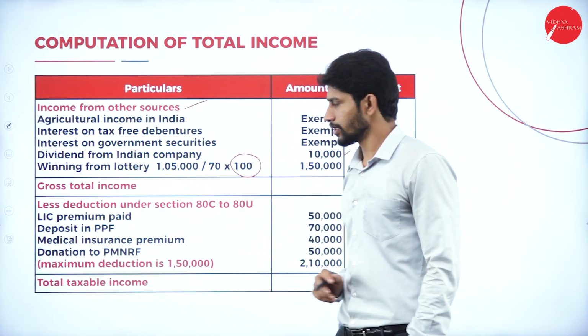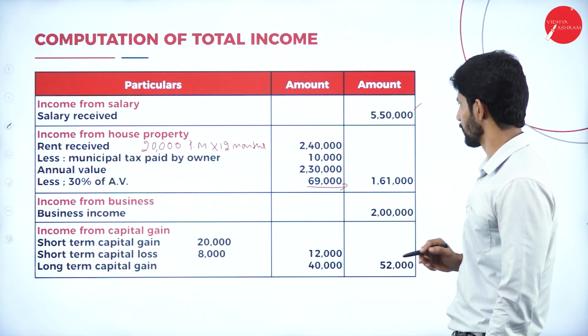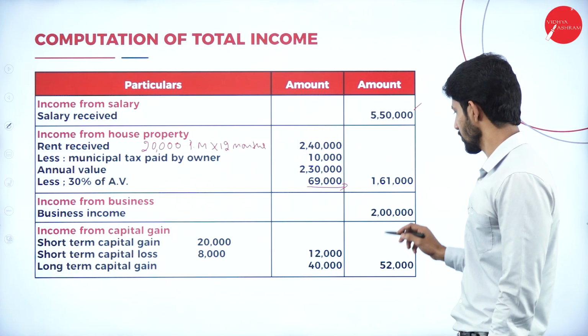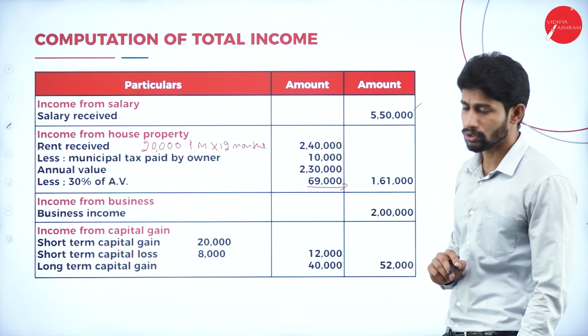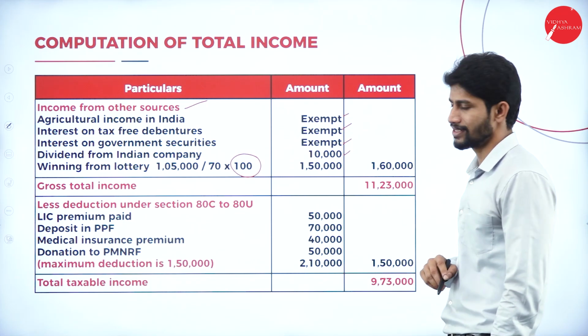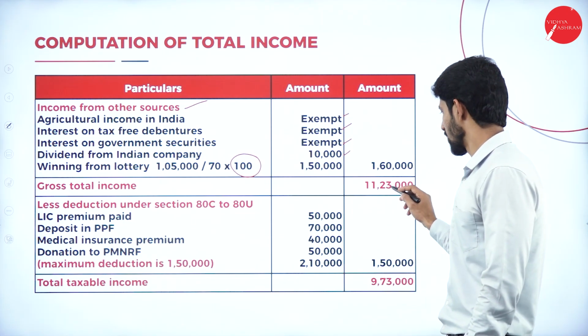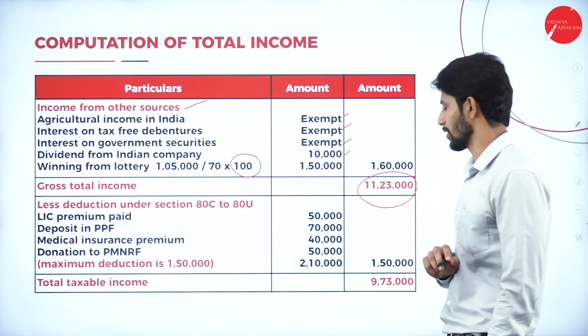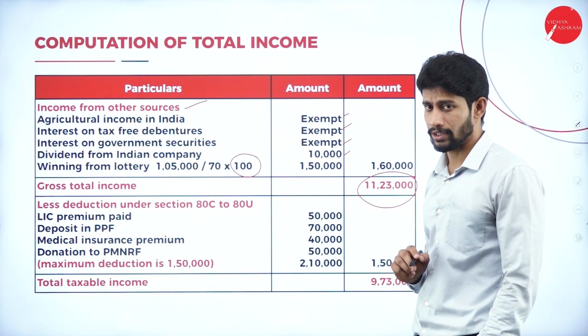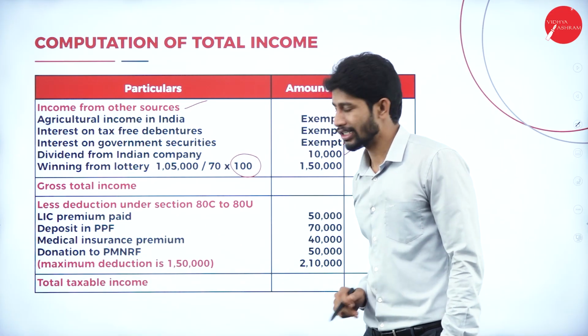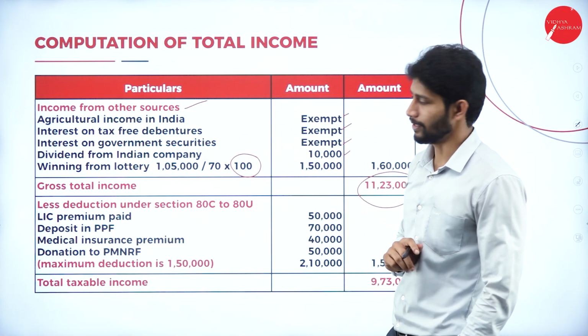Next, total the outer column: 5,50,000, 1,61,000, 2 lakhs and 52,000, and also 1,60,000. Total, you will get 11,23,000. That value is called gross total income.